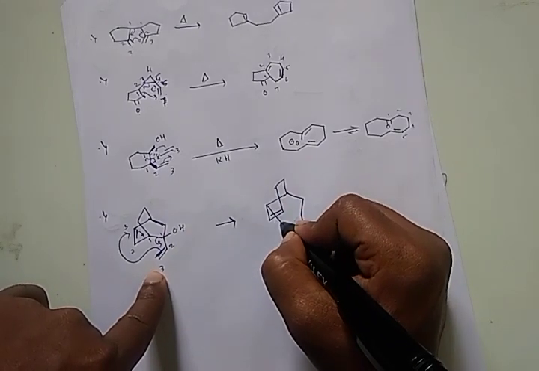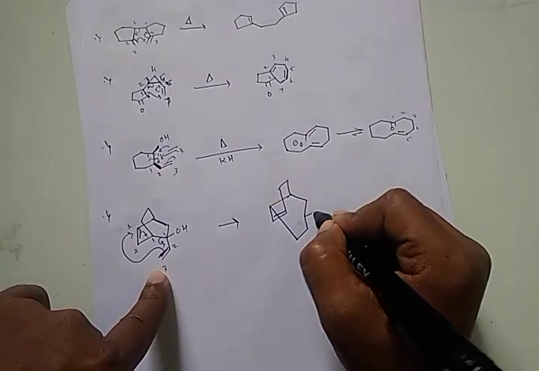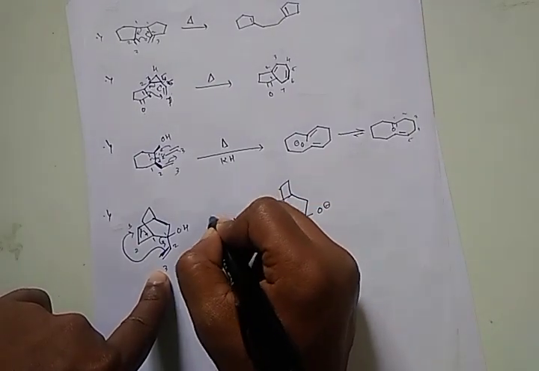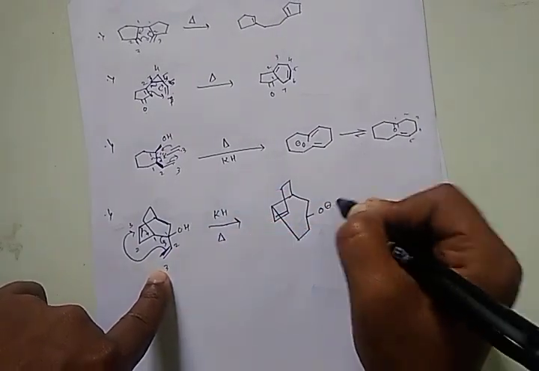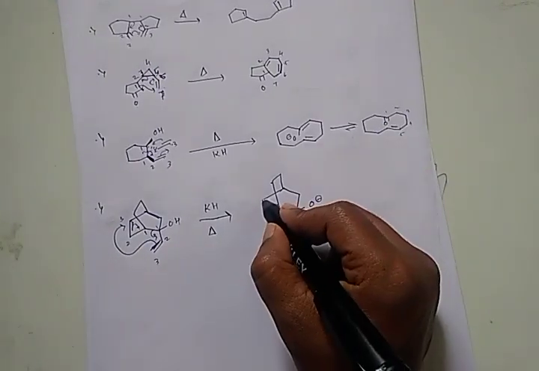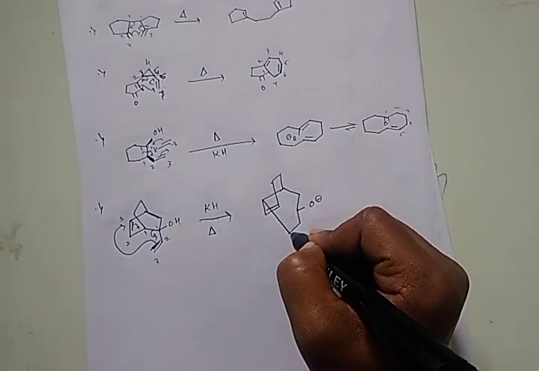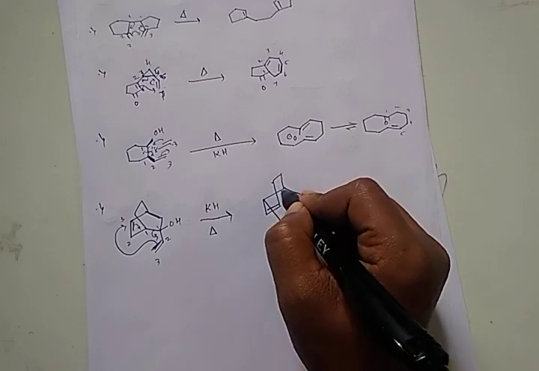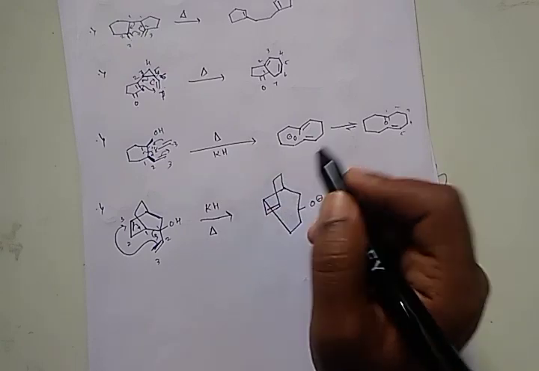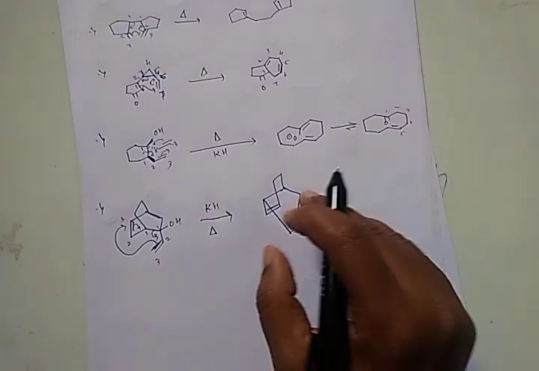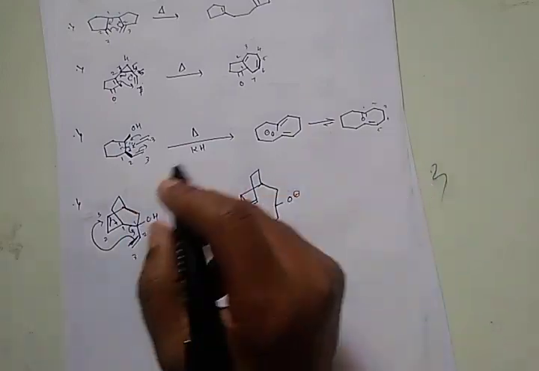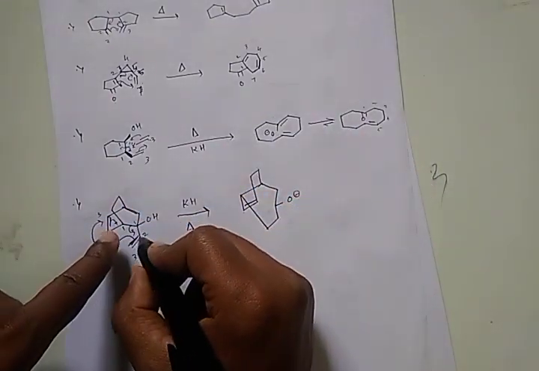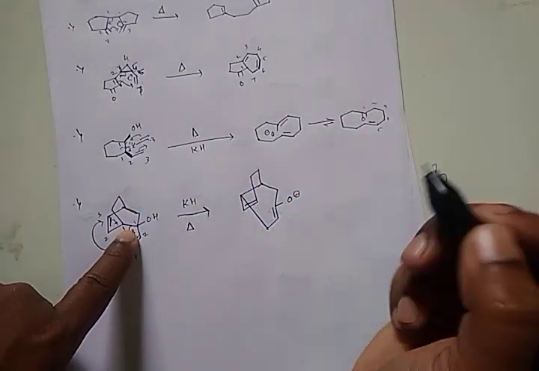Here is your O minus. Obviously you have KH, then heat, O minus. Now see, 1 2 3 4 5 6, a 6-membered ring, and then 1 2 3 4 5 6, two 6-membered rings fused to each other. So how can I write it? Okay, sorry, first, another double bond here.